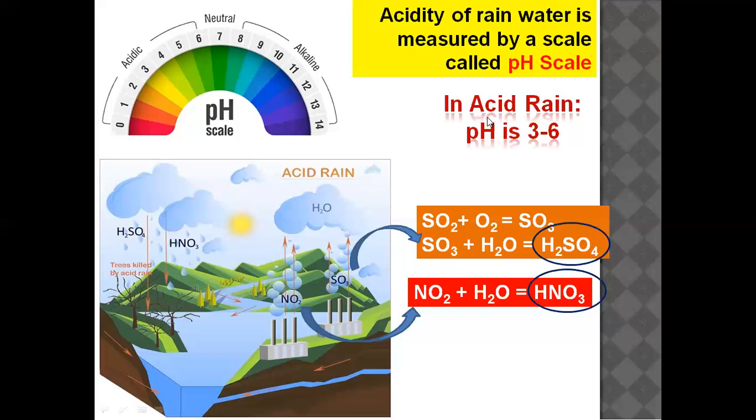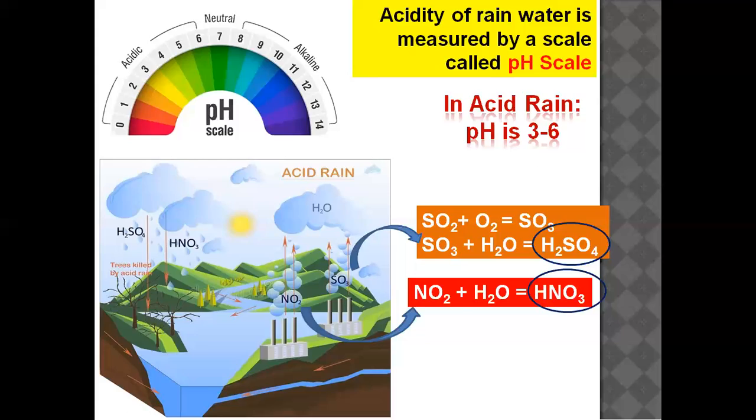In the case of acid rain, the pH is 3 to 6, but in the case of normal rainwater, it is 5.4 to 5.6. Now you can imagine, in acid rain the pH drastically decreases to 3. So when pH changes from 6 to 3 or below 3, acidity increases by 1000 times. So in the case of acid rain, we can easily conclude that the acidity is very high compared to normal rainwater.